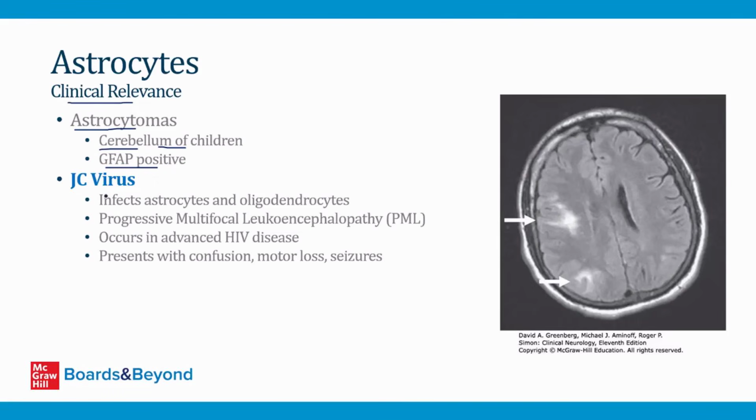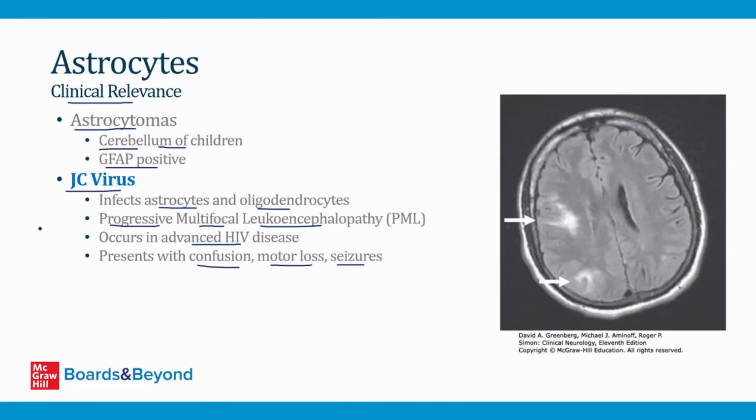And then super high yield to know is that there is a virus called the JC virus, which can infect astrocytes and oligodendrocytes in the central nervous system. And in patients who are severely immunocompromised, this virus can cause a central nervous system disease called PML, which is progressive multifocal leukoencephalopathy. It's a very rare central nervous system disease that mostly occurs in advanced HIV disease when patients are severely immunocompromised. It presents with general symptoms of central nervous system dysfunction, things like confusion, motor loss, and seizures.